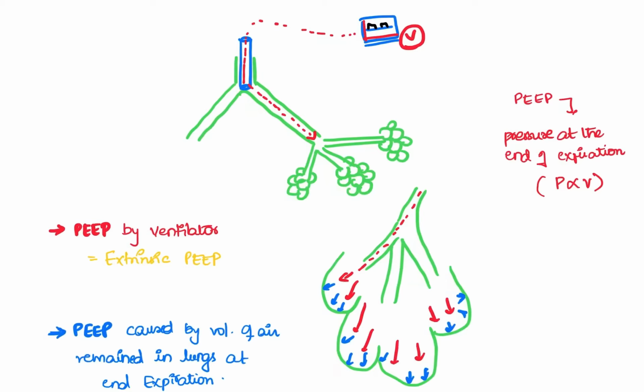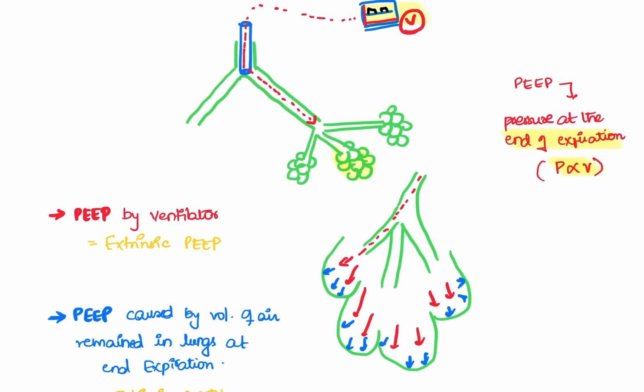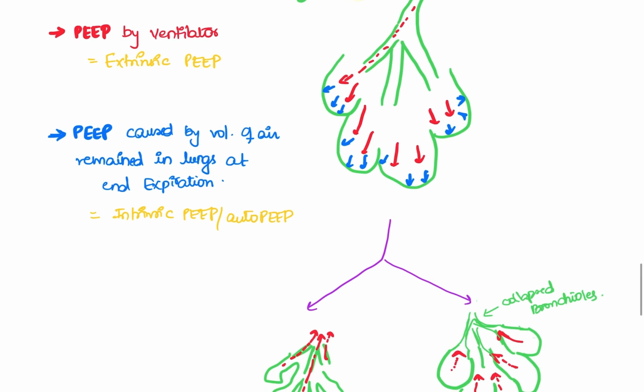PEEP is basically the pressure present at the end of expiration. Since pressure is directly proportional to volume, any excess volume will also create excess pressure. In a patient who is mechanically ventilated, there are two sources of the PEEP in these patients.